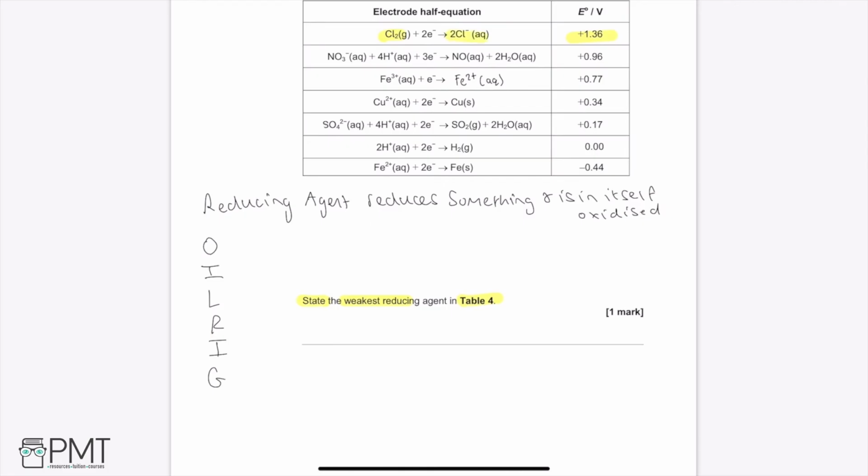Now in this equation, the Cl- is losing electrons, which using OIL RIG means it is being oxidized, and this matches with our definition of a reducing agent of being an agent that reduces something but is in itself oxidized. So our answer is Cl-.